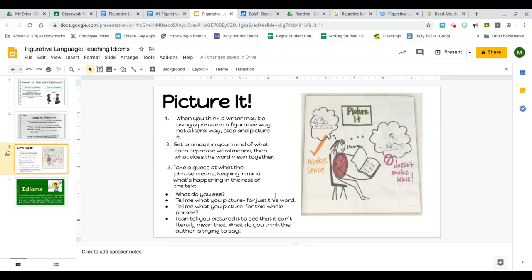Have fun applying this strategy. This is a great tool for your toolbox.